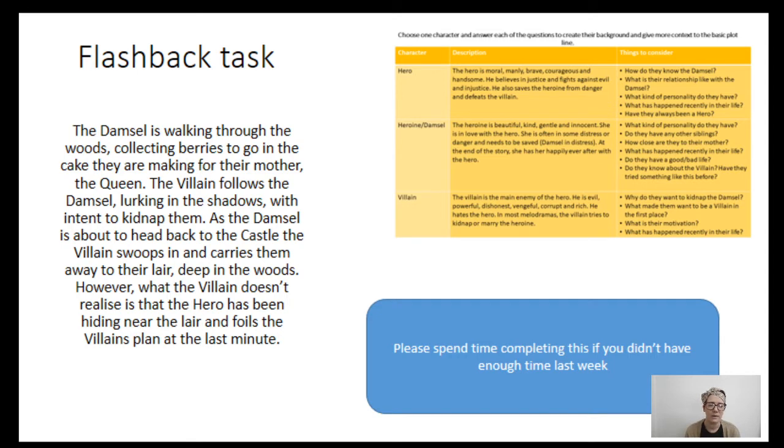However, what the villain doesn't realise is that the hero has been hiding near the lair and foils the villain's plan at the last minute. Remember that your task was to choose one of the characters and answer each of the questions to create their background and give more content to the basic plotline. So spend some time now completing that section, please, as you will need it for the next lesson.